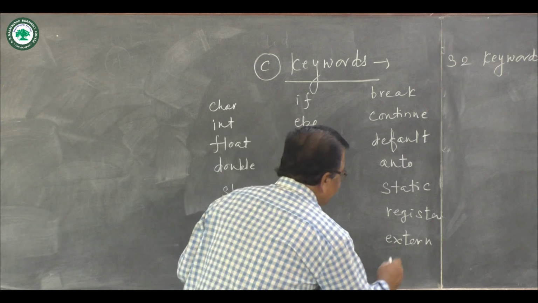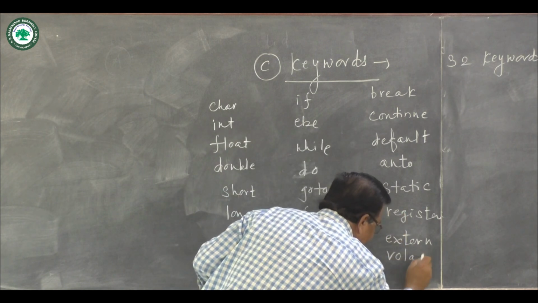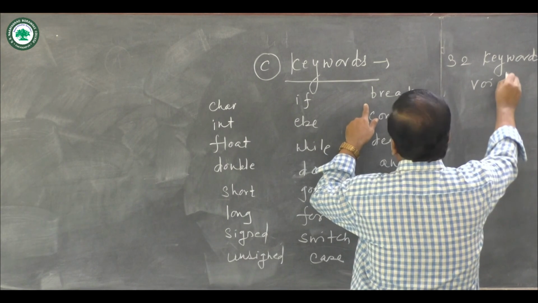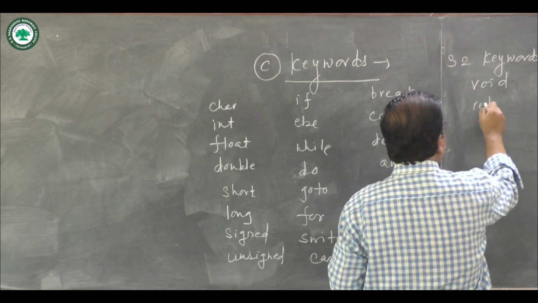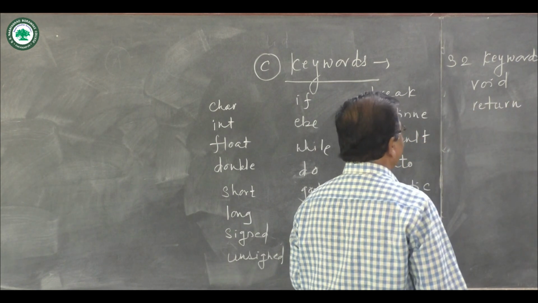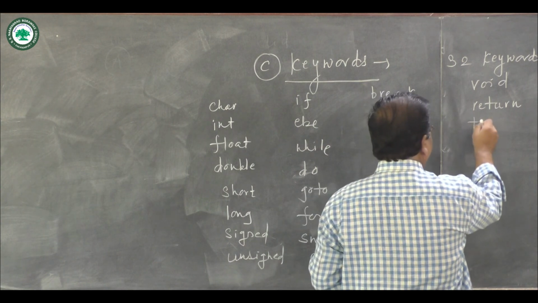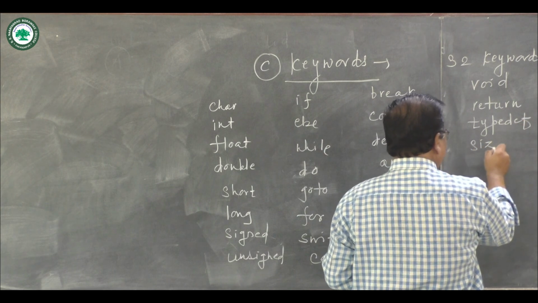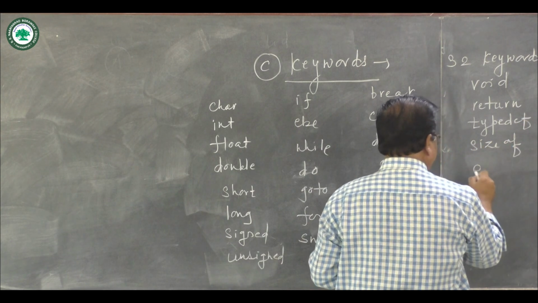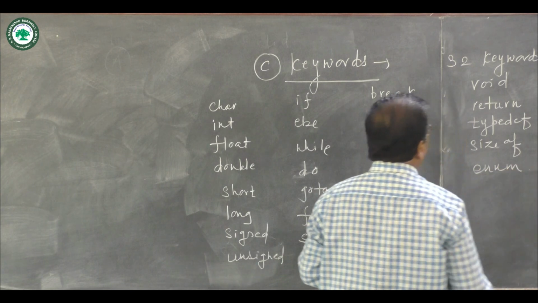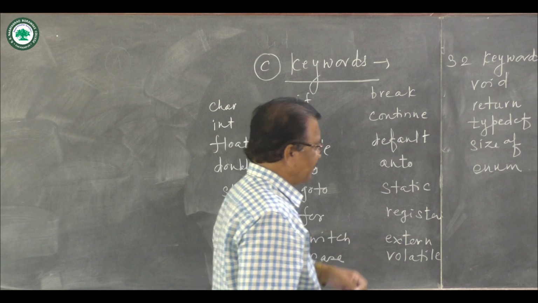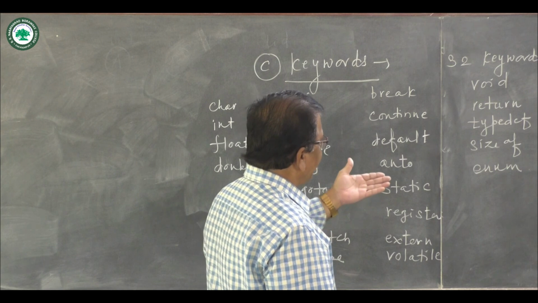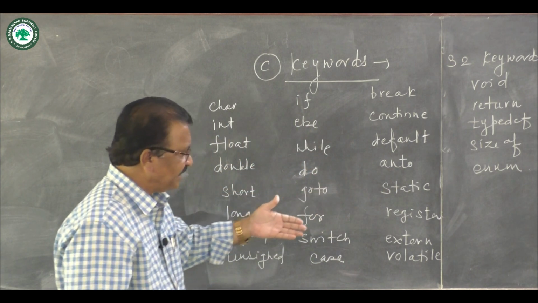One more thing, along with static, I am writing volatile, then void, then return, then typedef, type defined, then the sizeof operator is there, sizeof, and then enum. Void, return, typedef, sizeof, enum.